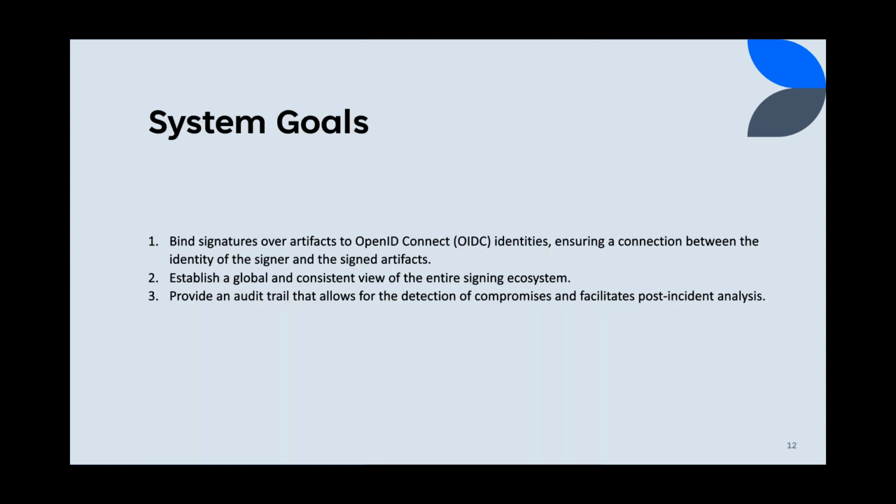It has three system goals. First is binding signatures over artifacts to OpenID Connect identities, ensuring a connection between the identity of signer and signed artifacts. Second, establish a global and consistent view of the entire signing ecosystem. Third, providing an audit trail that allows for the detection of compromises and facilitates post-incident analysis.